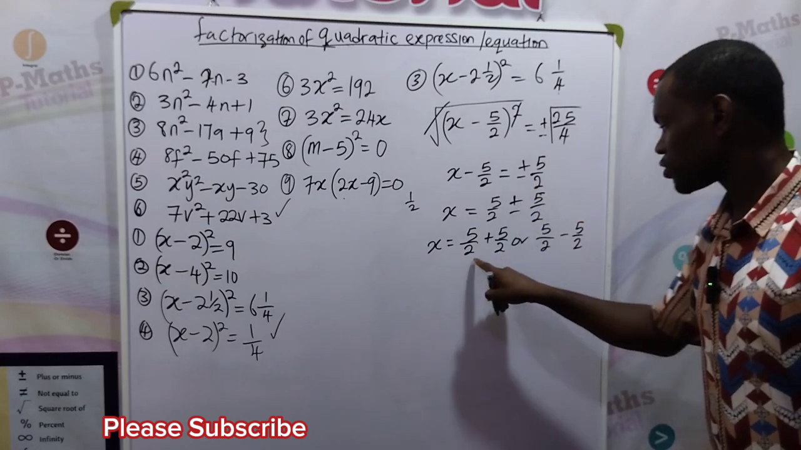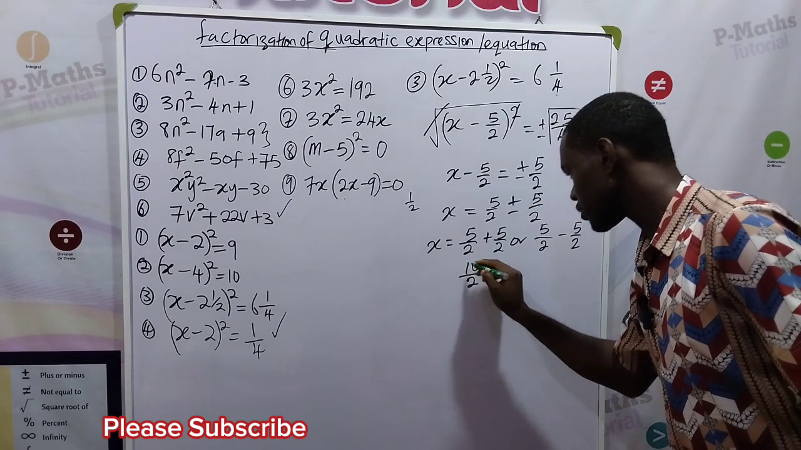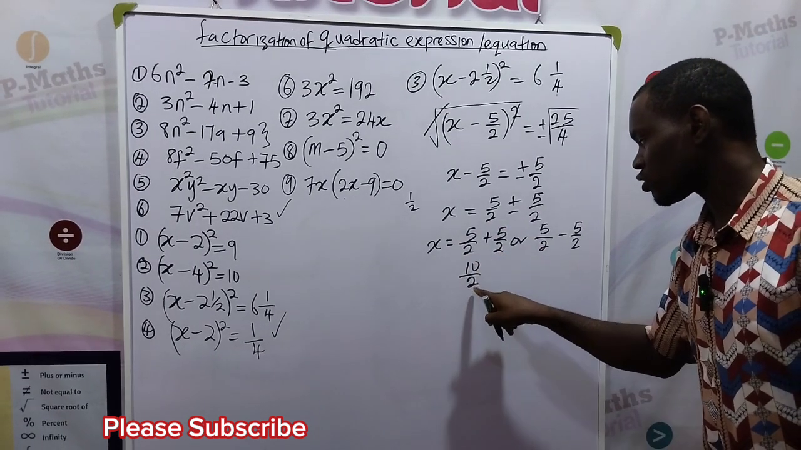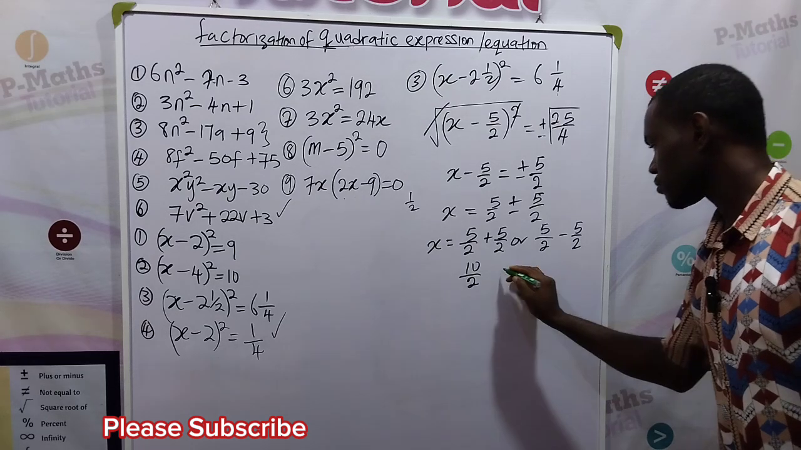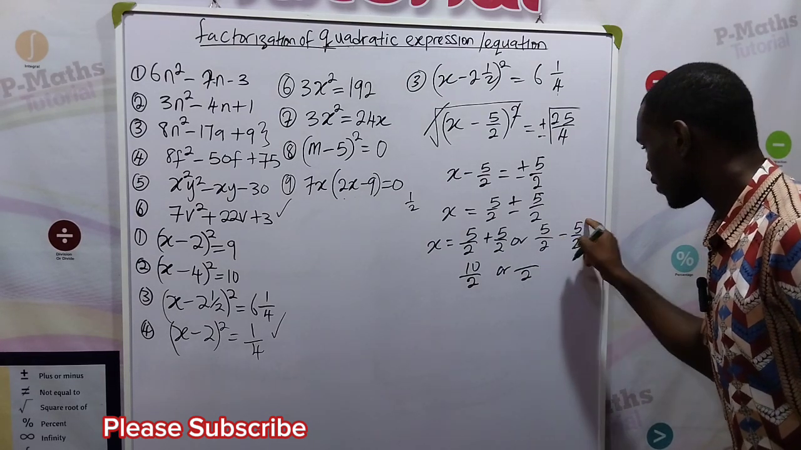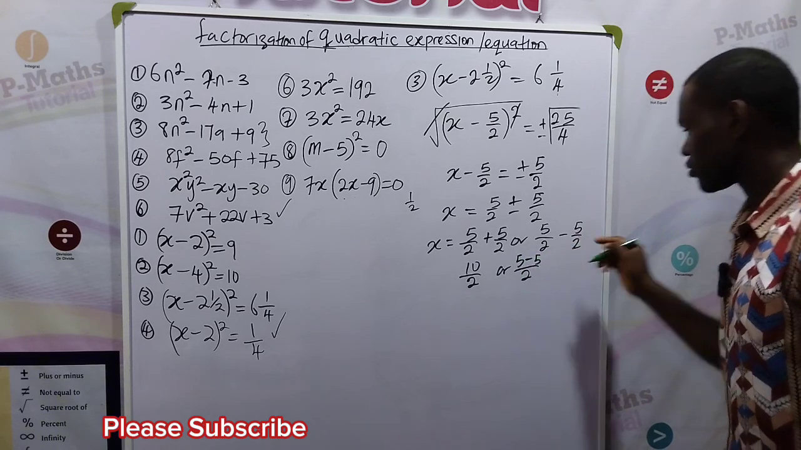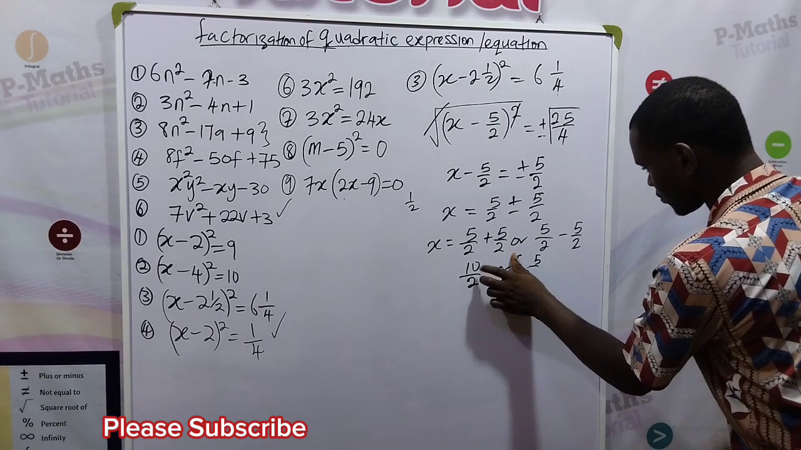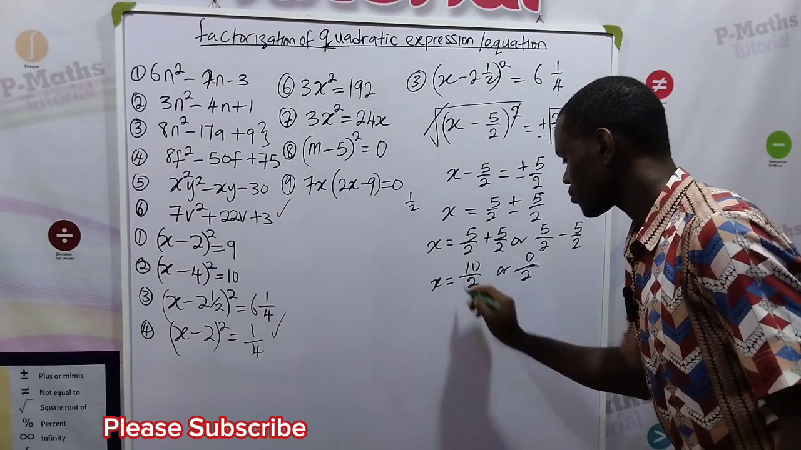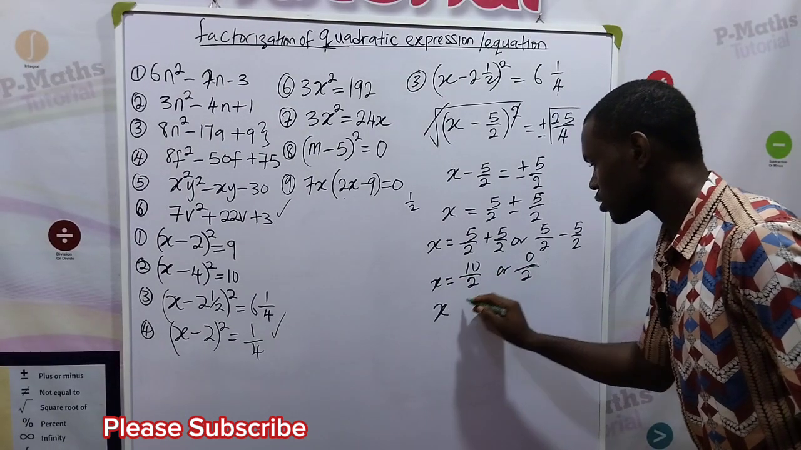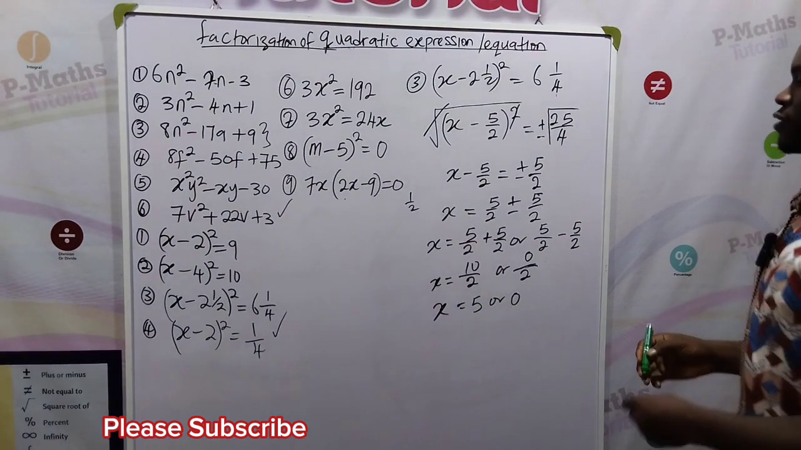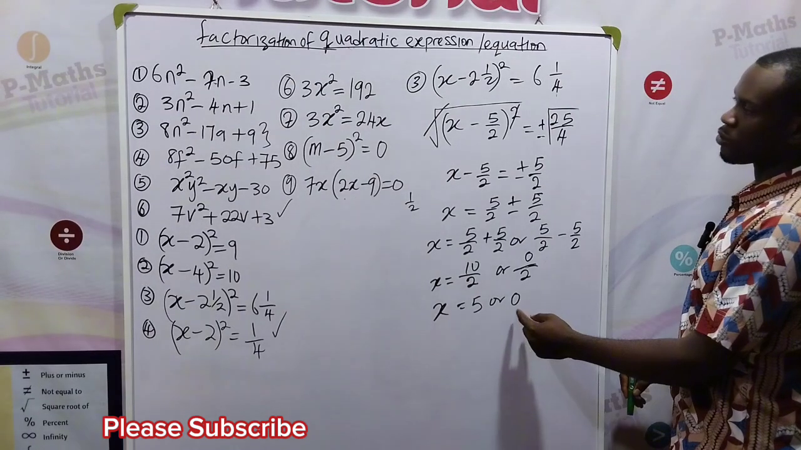Now, because we have a common denominator, this will be 10 over 2. 5 plus 5, take one common denominator. Anytime you have a common denominator, just take one and add your numerators. Or we have a common denominator also, so take 1. 5 minus 5, because what we have is minus. Sorry, let me just write it straight. 5 minus 5 is 0. So we now have x. 10 over 2 is 5. 0 over 2 is 0. So our solution is either 0 or 5.